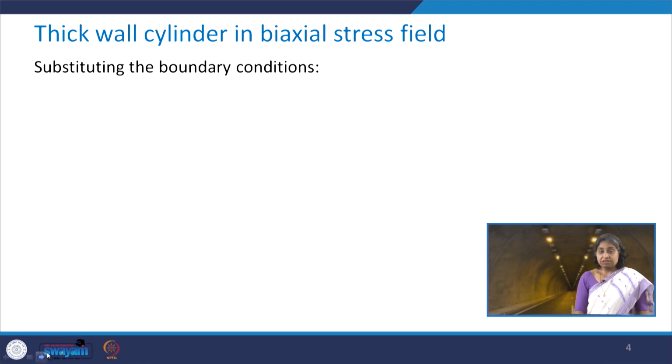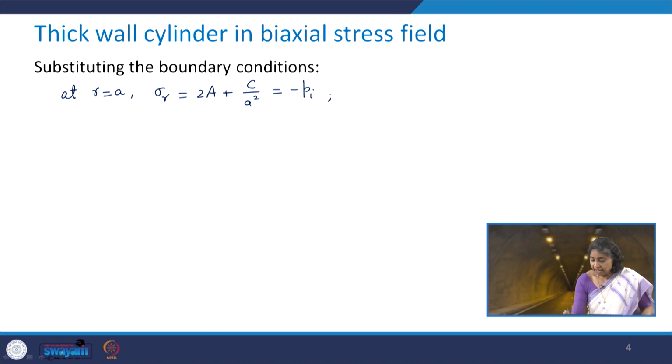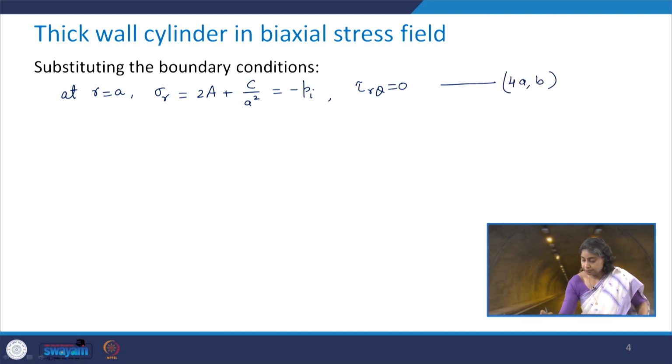Now, let us substitute these boundary conditions and see how we can go ahead with the derivation. What we have is that at r equal to a, sigma r is 2a plus c upon a square, and we have seen that this is equal to minus Pi, and we have tau r theta equal to 0. I write these equations as 4a and 4b.